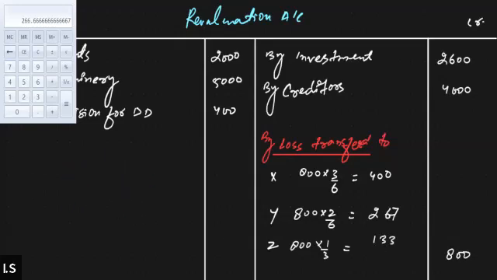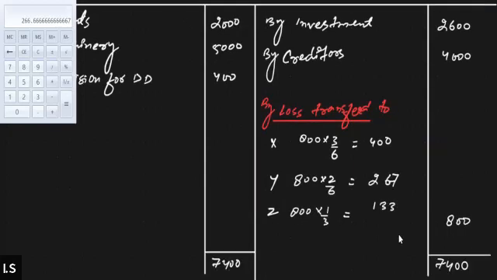This is how we will prepare the revaluation account. Totaling both the sides now, you should get the same answer: 7,400 on the debit side, 7,400 on the credit side. Got it? Please tell me, is this clear, Sania, Aman? The revaluation account is clear, yes or no? Yes, sir. Okay, after this, we will now continue with the partners' capital account. You guys also prepare the format of the partners' capital account, please.